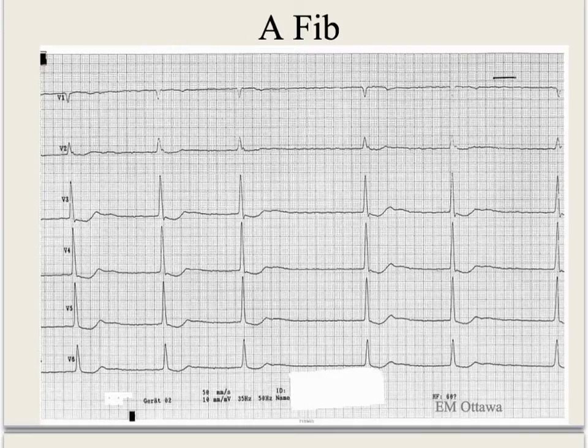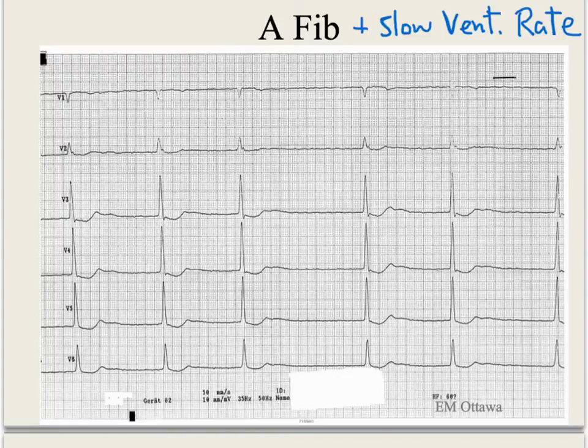Let's look at this rhythm. This is atrial fibrillation with a slow ventricular response. Can you see P waves? You don't. However, you do see a bit of wavering at the baseline. And here you can see it kind of goes up and down a little bit. That is caused by the depolarization of the atrial myocytes. So no P wave equals no PR interval and no relationship between P and QRS complexes.